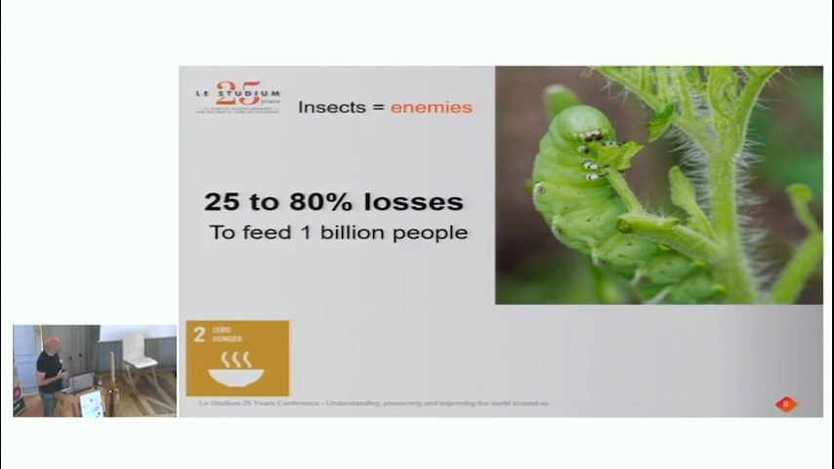About 25 to 80% of agriculture production is eaten by insects. And what insects eat could feed about 1 billion people. So here you can see that insects are directly connected to SDG number 2 because they eat our food.